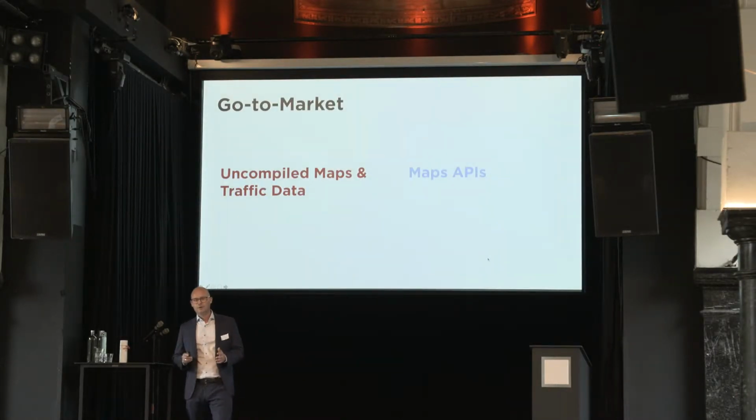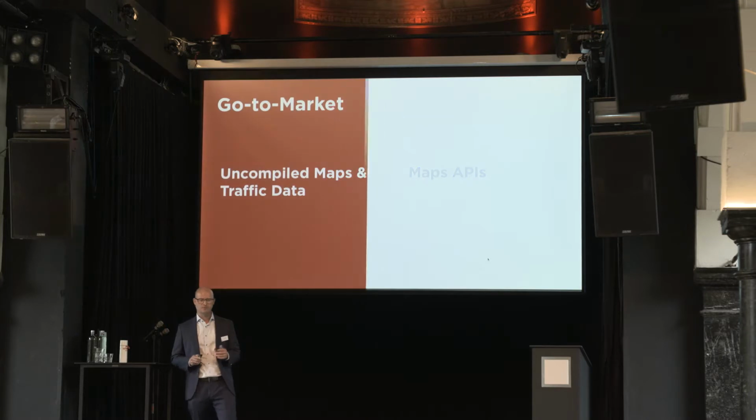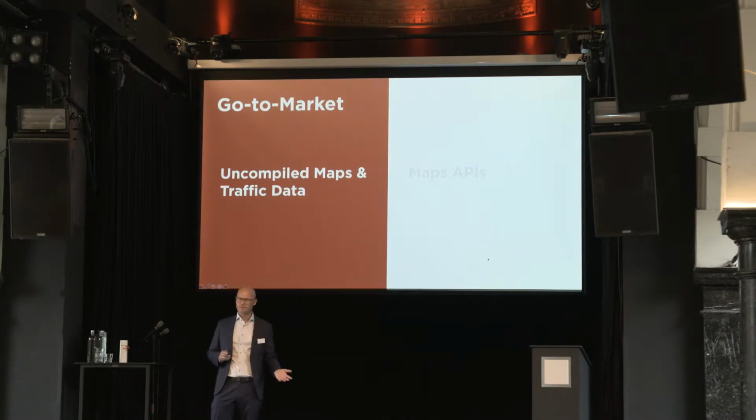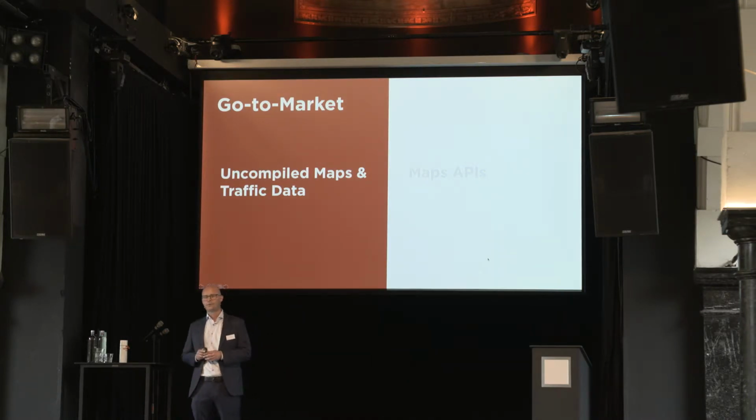So I want to go through with you two, you can say, high-level go-to-market product areas. The first one is uncompiled maps and traffic data. And then later I'll go through our other product offering in the Maps API space. So let's start with uncompiled maps and traffic data.